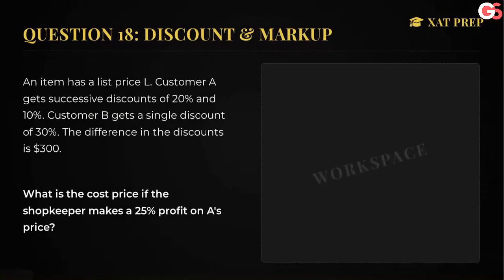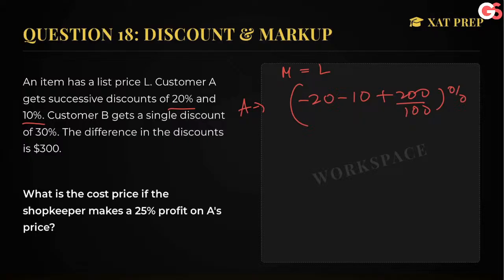Next, an item has a list price L. So marked price is L. Customer A gets successive discounts of 20 and 10%. So minus 20, minus 10, plus 200 upon 100 percentage, that is for customer A. This is how much? Minus 30 plus 2, 28% discount मिल गया है customer A को. Customer B को मिला है 30% discount. Okay, I'm putting minus because it's decreasing.